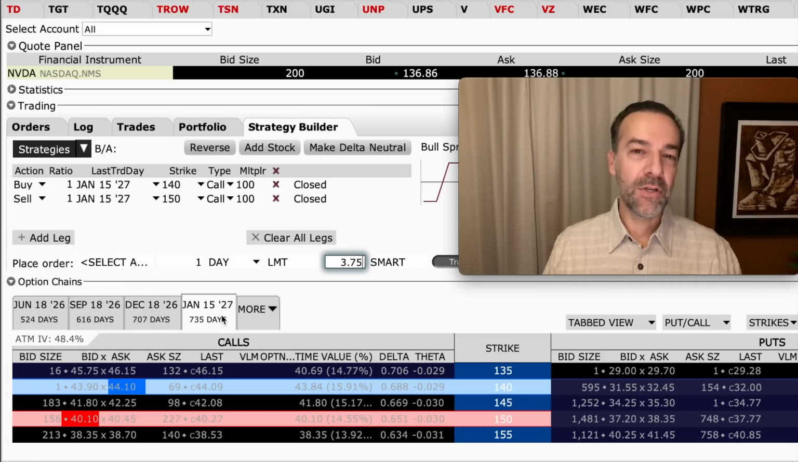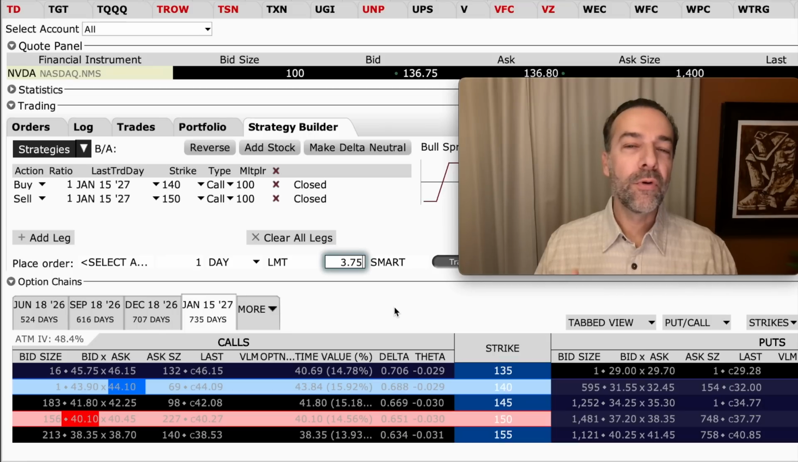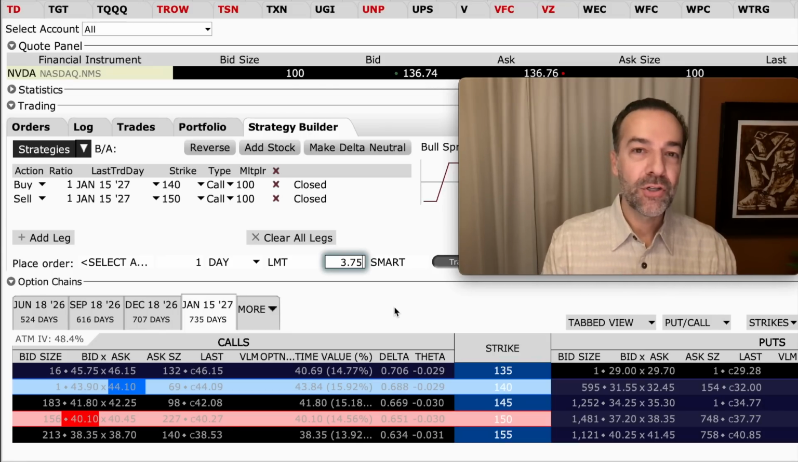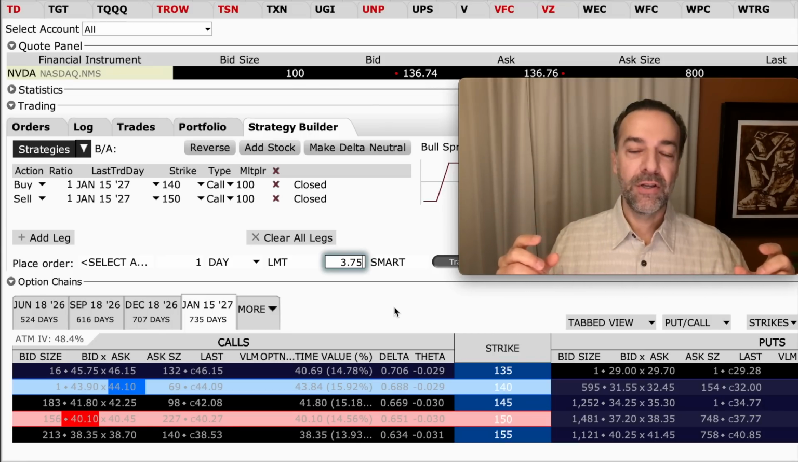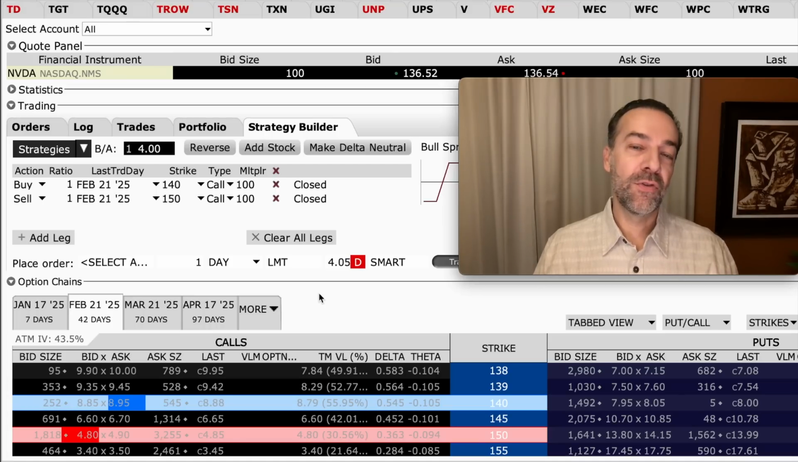So a bullish call debit spread in Nvidia is a nice trade to consider if you think the stock is going to head your way in a relatively short period of time. And one of the really big advantages to this type of trade is that you're capping your risk. You're capping it to that $4.05 per share, or $405 per contract that you saw if we did the February expiration.